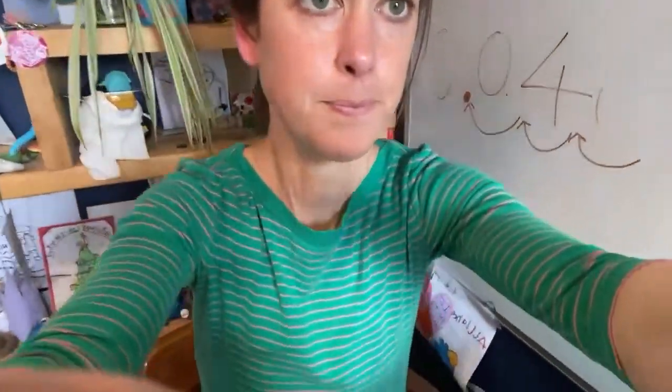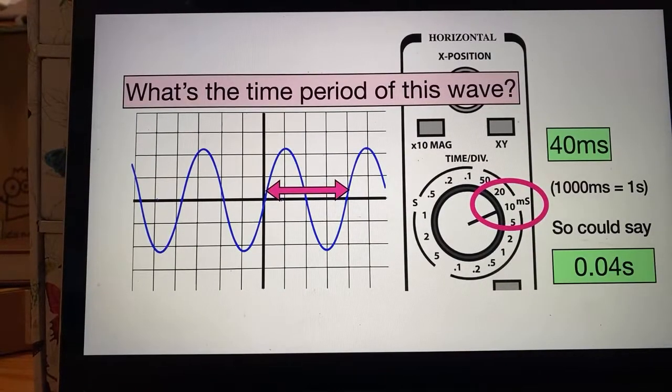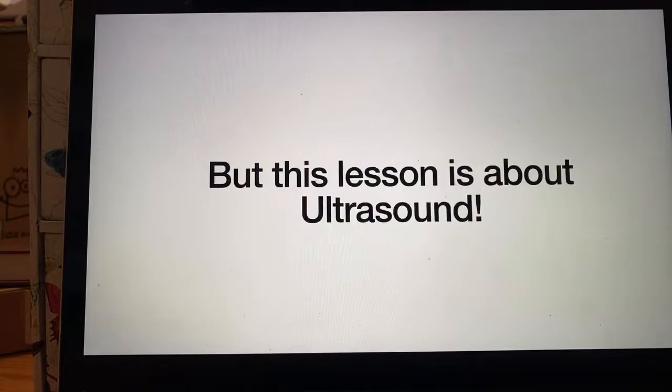Here we go. So you need to practice that bit if you're going to do an IGCSE physics exam. But this lesson is about ultrasound, isn't it? What are we talking about oscilloscopes for? Well, they will come back at the end of the lesson.